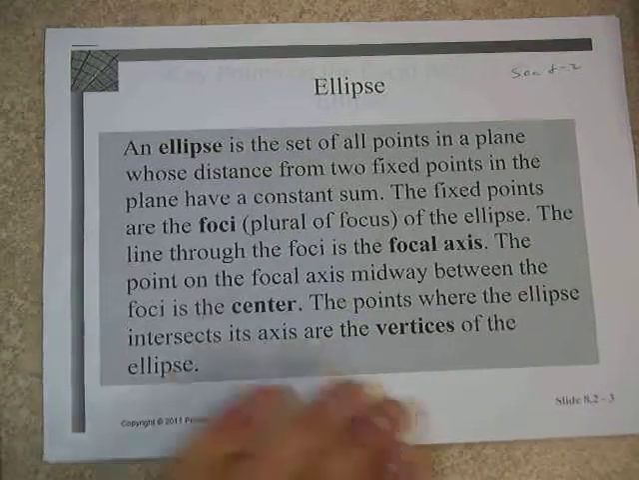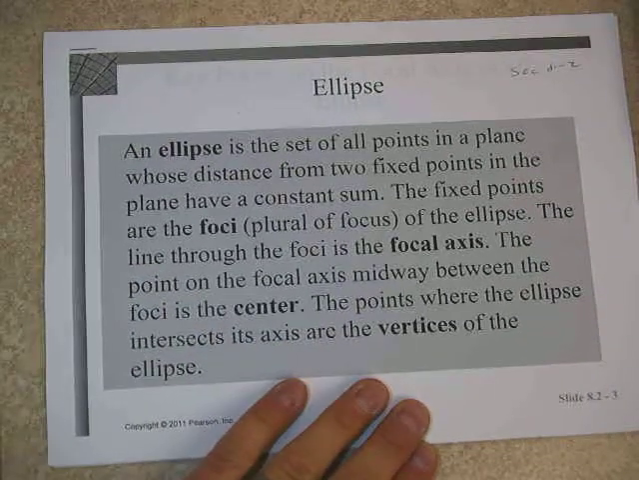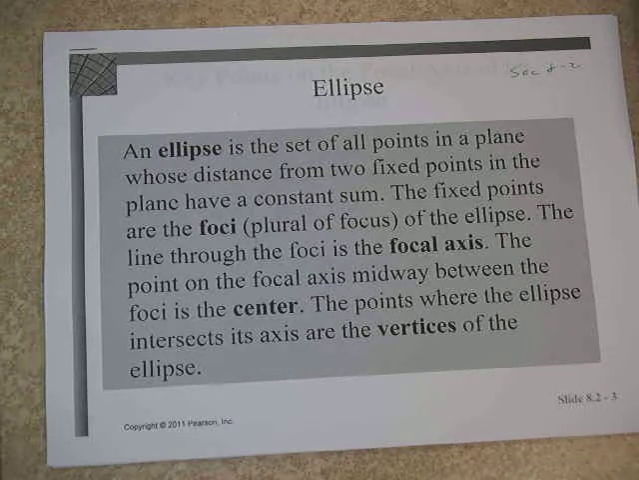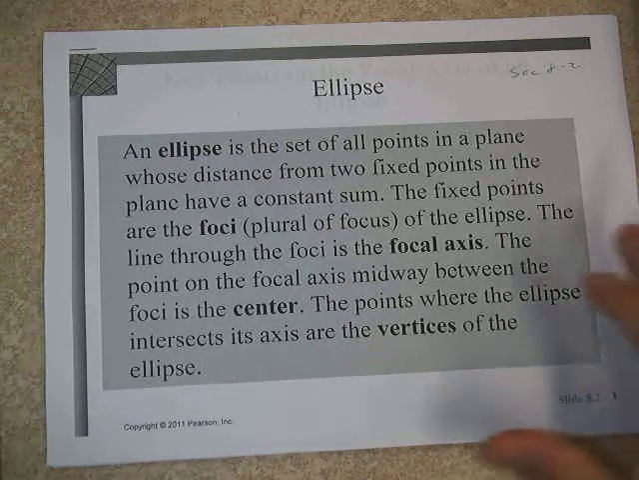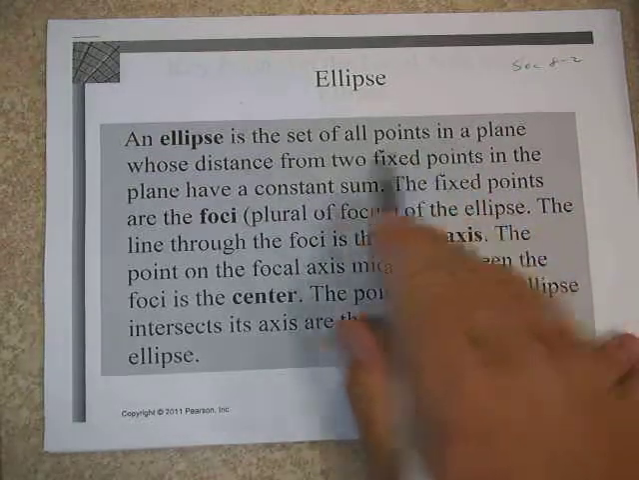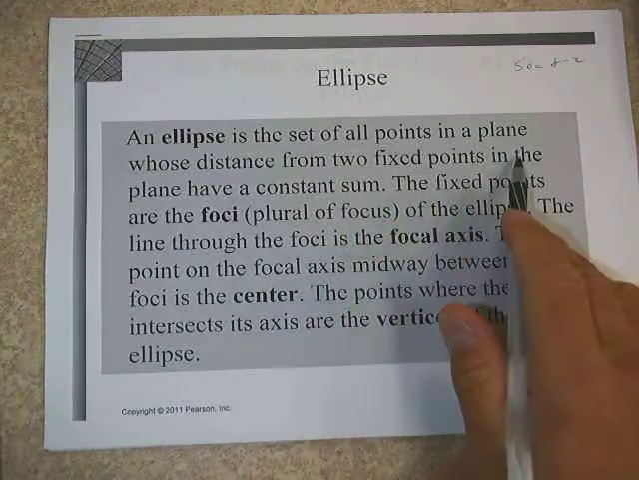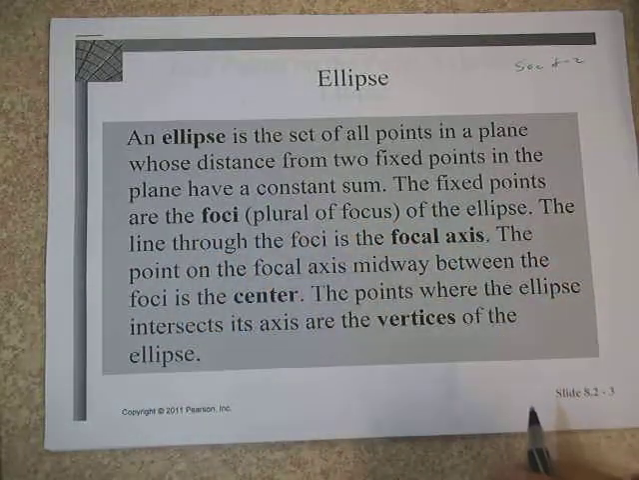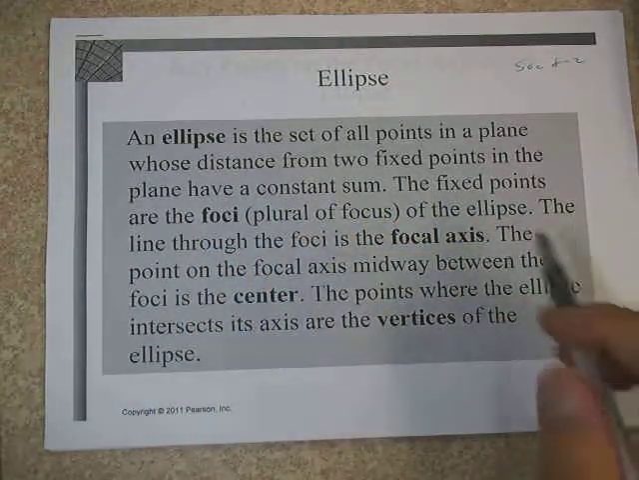Okay, the next conic section that we're going to study is an ellipse. There are a couple of definitions and vocabulary words regarding ellipses that we need to know. But first of all, the definition of an ellipse is the set of all points in a plane whose distances from two fixed points in the plane have a constant sum. We'll look at a picture here in a minute.